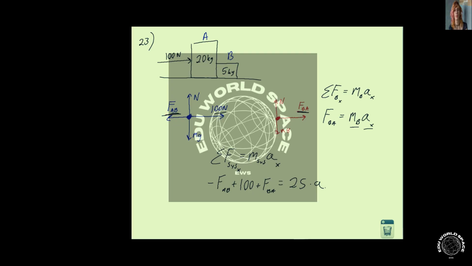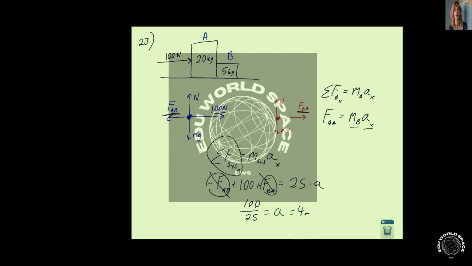Okay, now here's the trick. FAB is equal to FBA. One of them negative, one of them positive. They're gone. They cancel each other out. Internal forces, these Newton's third law action-reaction pairs, will always cancel out when we consider the net force acting on the system, because they're always equal and they're always in opposite directions. So that leaves us just with 100 newtons of force acting on the system divided by the total mass of the system, and that's the acceleration, 4 meters per second squared.